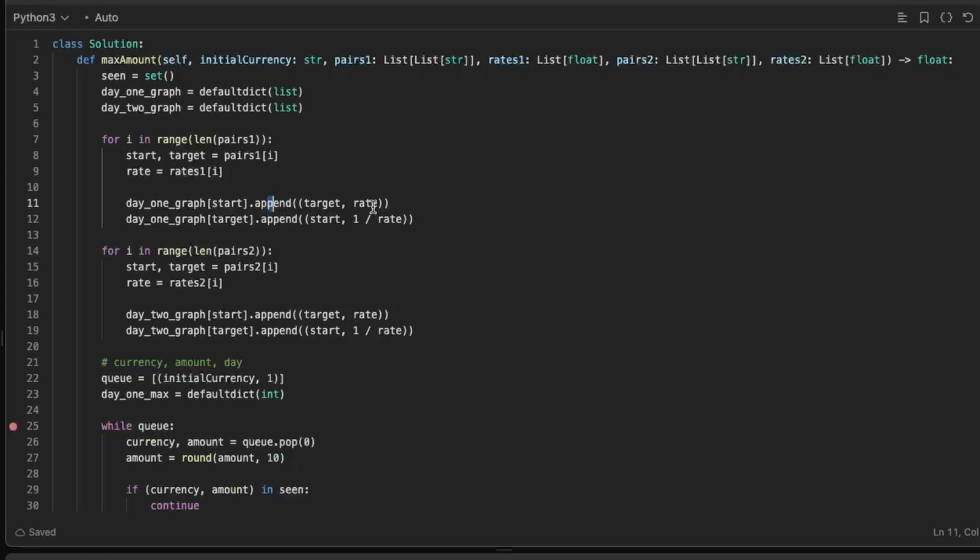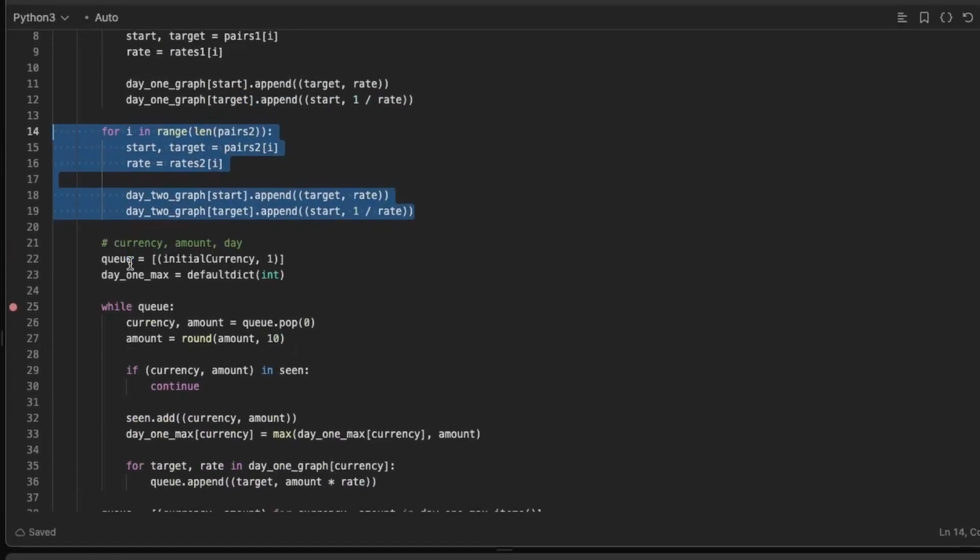So this is straightforward: I want to convert from euro to USD at a rate of 2. But we also have to record the inverse. So we can go back to the start from the target by doing 1 over that rate. We have to record both the rate we're given as well as its inverse. Then we do the same thing for day 2.